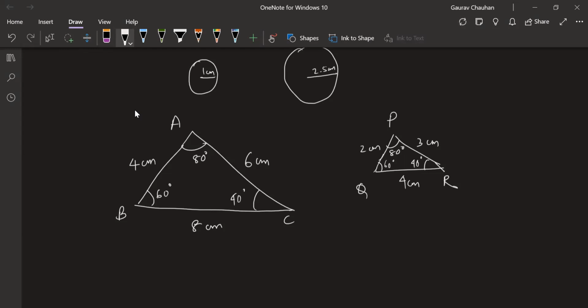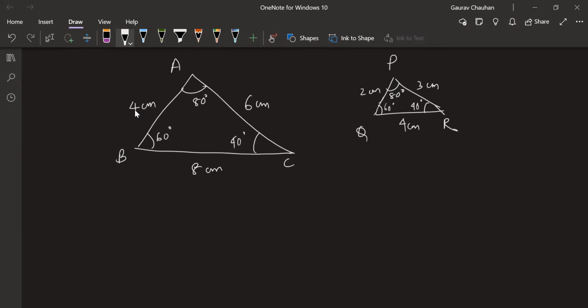Now what's happening here, guys? In this particular example which I've just taken on the screen, these two triangles have the exact same shape. And why do I say they have the same shape? Because if you see the corners, the corresponding angles are equal. So what's happening here is this triangle ABC is similar to triangle PQR.